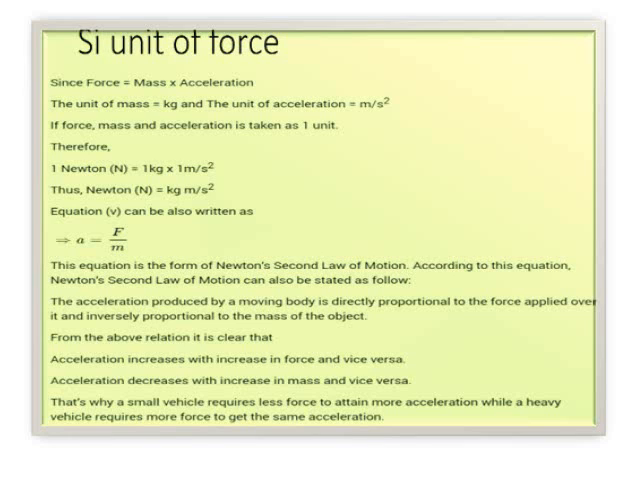The equation for acceleration is a equals F by m. This equation is another form of Newton's second law of motion. According to this equation, Newton's second law can also be stated as follows: the acceleration produced in a moving body is directly proportional to the force applied on it and inversely proportional to the mass of the object. From the above relation, it is clear that acceleration increases with increase in force and vice versa. Acceleration decreases with increase in mass and vice versa.